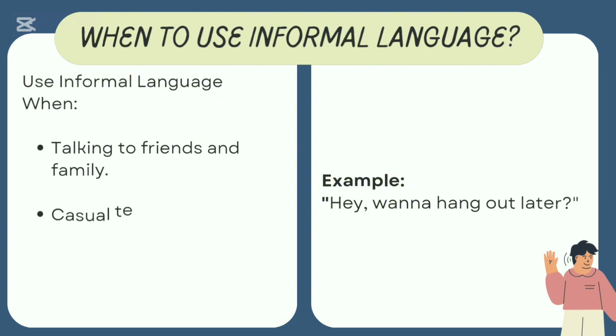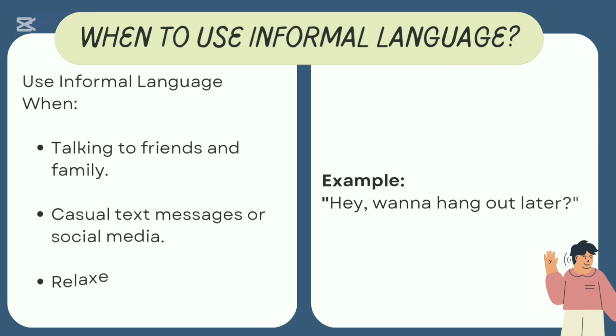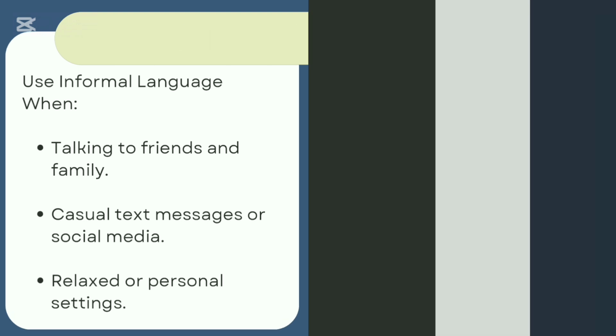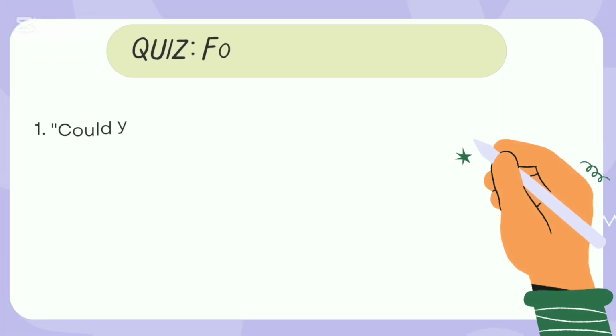When to use informal language. On the other hand, informal language is ideal for casual situations like talking to friends and family, sending text messages, or chatting on social media. Any relaxed or personal setting. Example of informal language. Hey, wanna hang out later? This sounds friendly and approachable.